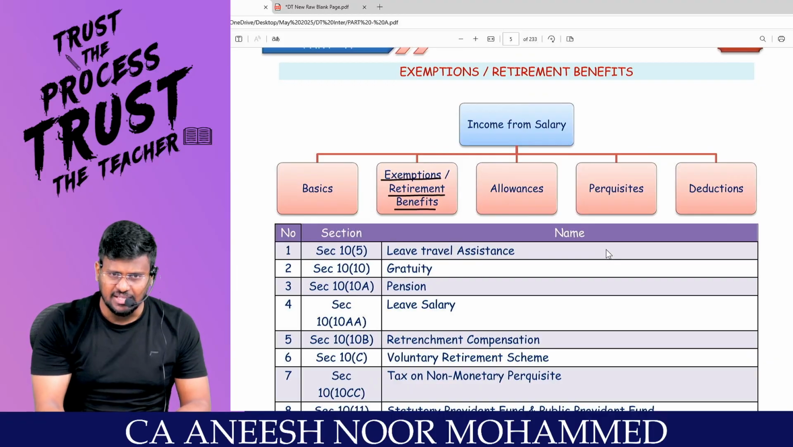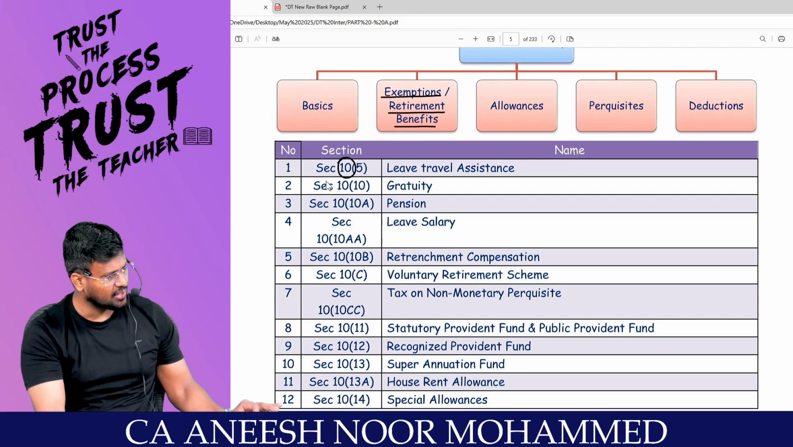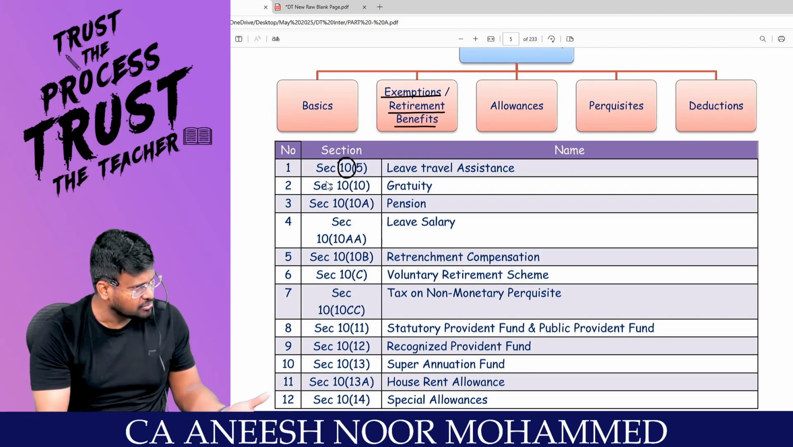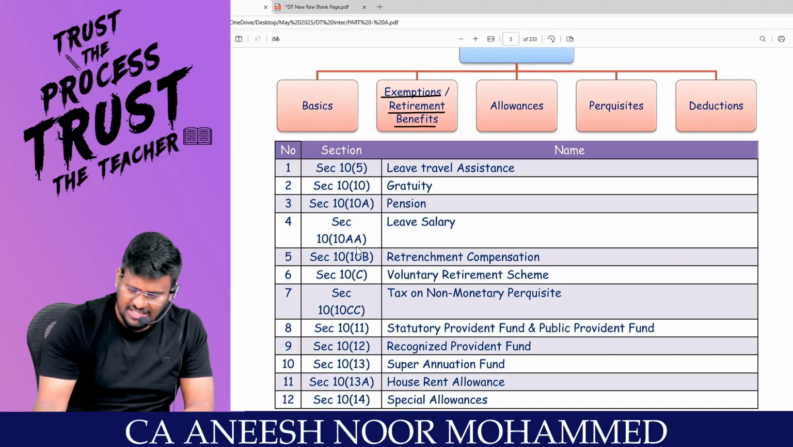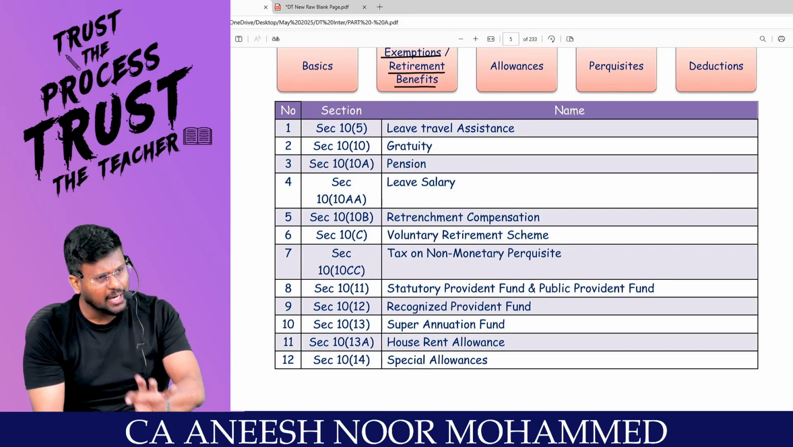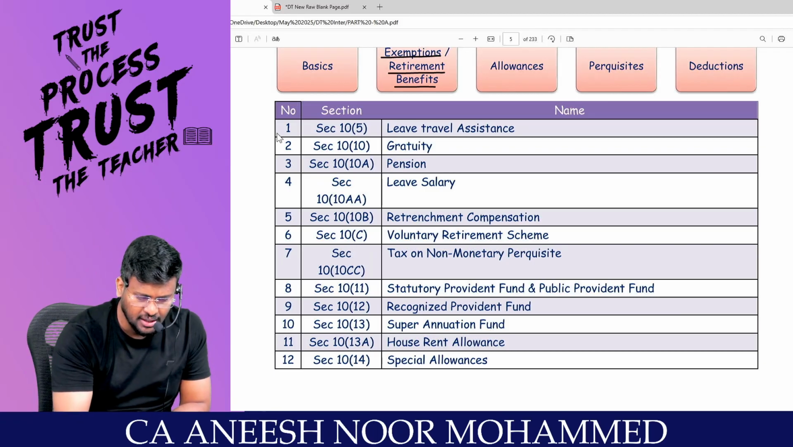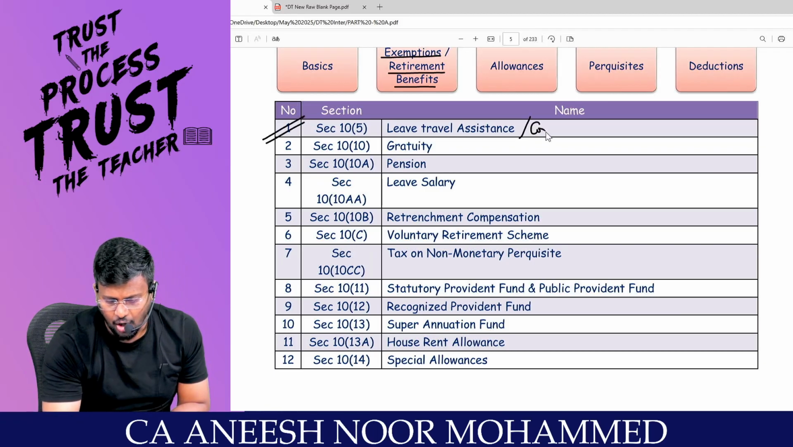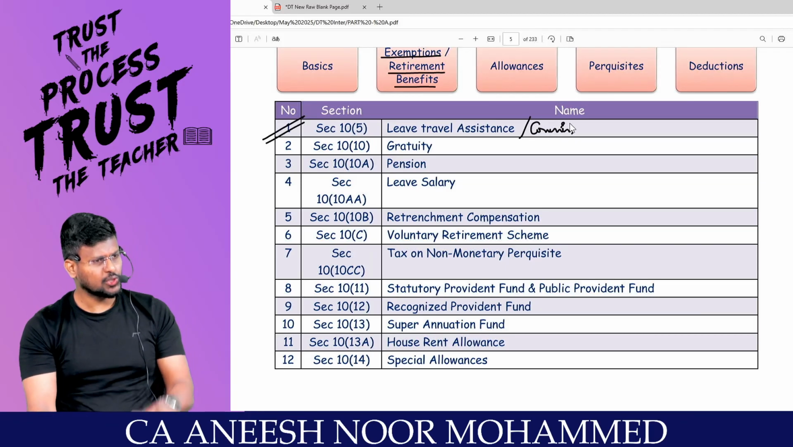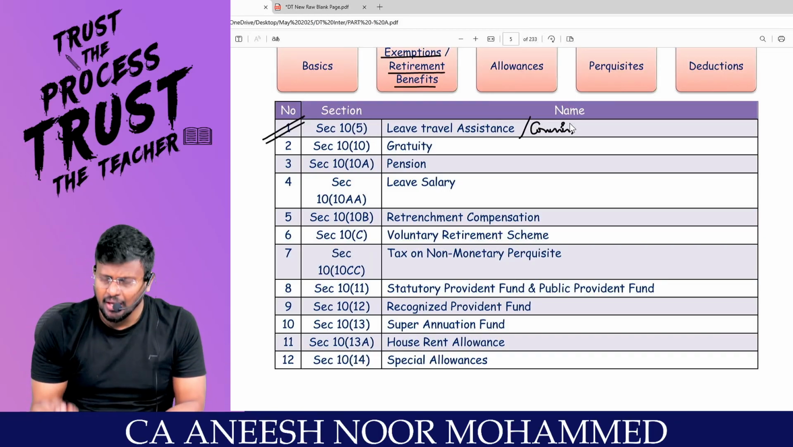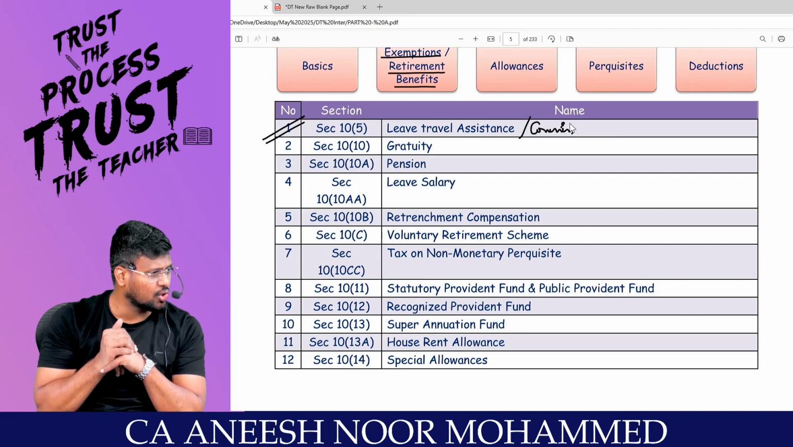Under the Income Tax Act, all the exemptions are covered under section 10. If they want to provide any exemption, that will be explained in section 10. Section 10, these are the exemptions applicable to the chapter salary. Section 10(5), leave travel assistance or leave travel concession. First listen to the name: 10(5), leave travel assistance or leave travel concession.